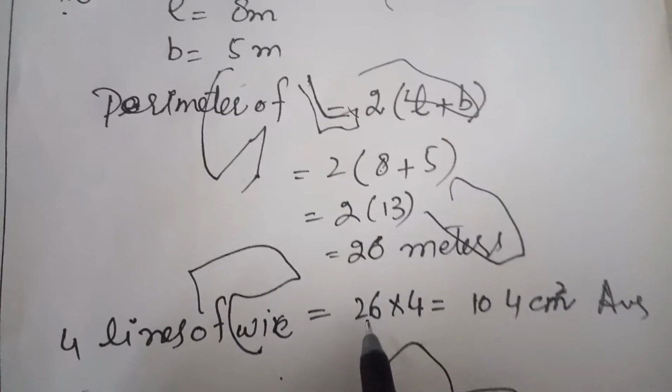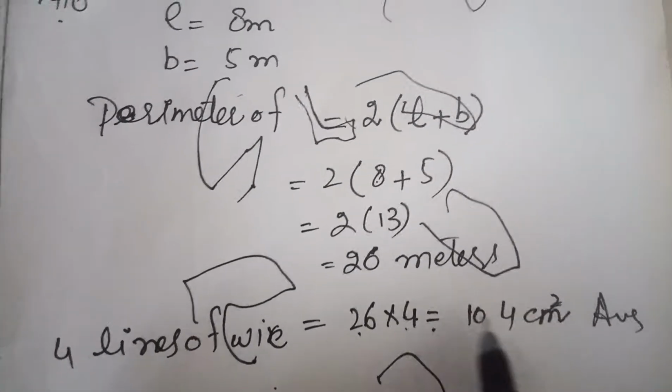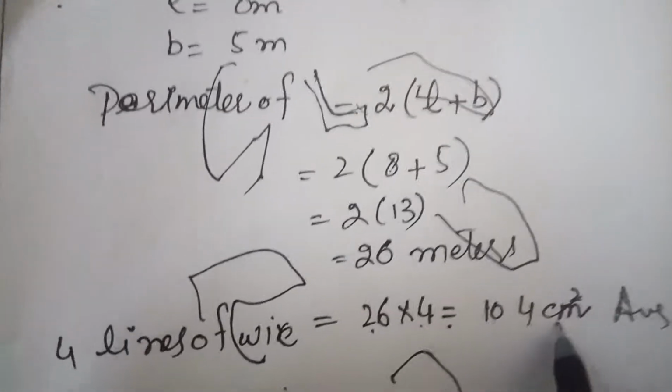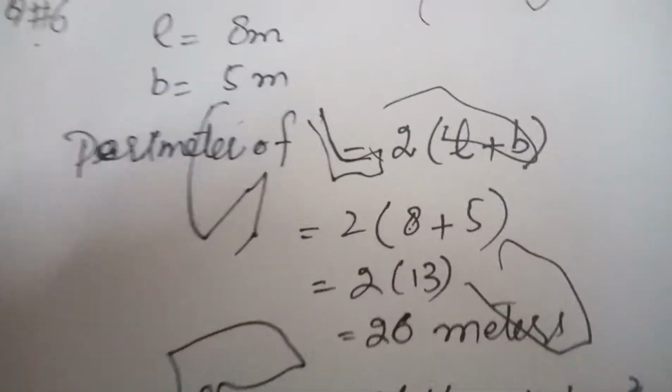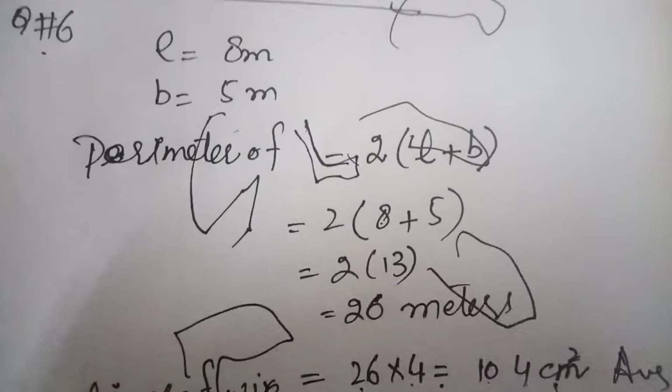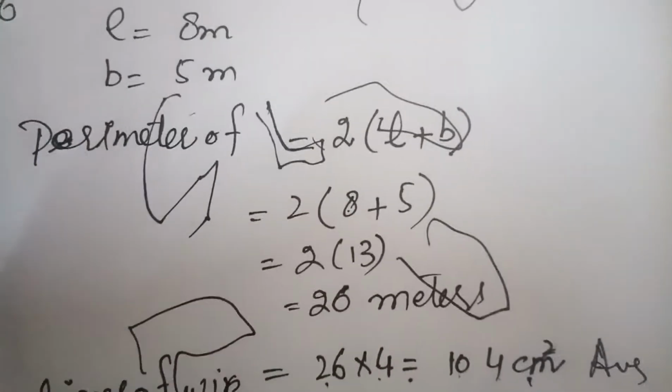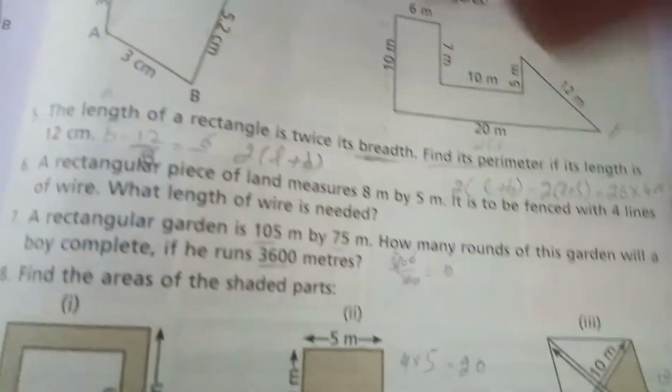If you want to find the 4 lines of wire, you will multiply this 26 by 4. It will become 104 meters of wire required to fence the 4 lines around the garden. Now come to question number 7.